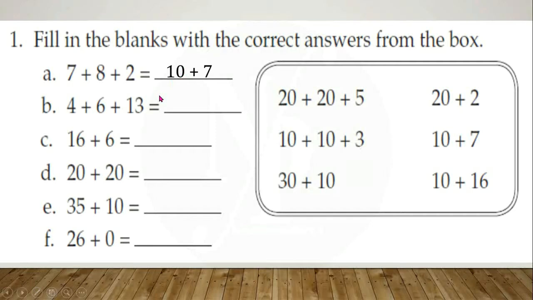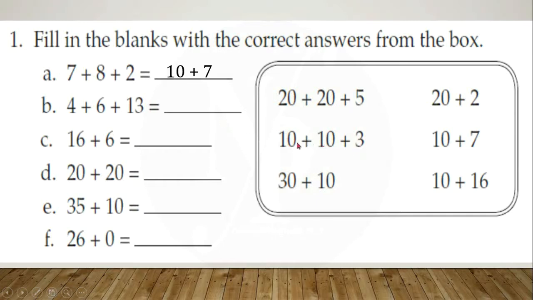Likewise, we should complete the other questions. Coming to B, we have 4 plus 6 plus 13. So what do we get if we add these 3 numbers? 4 plus 6 is 10, isn't it? And 10 plus 13 is 23, isn't it? 23. And also if you see here, here we have 10 plus 10 plus 3. 10 plus 10 is 20, 20 plus 3 is 23.